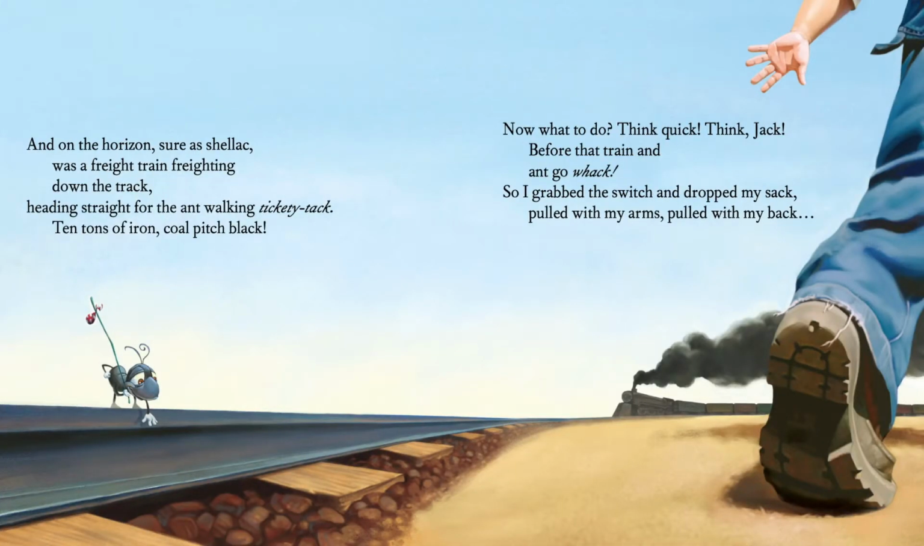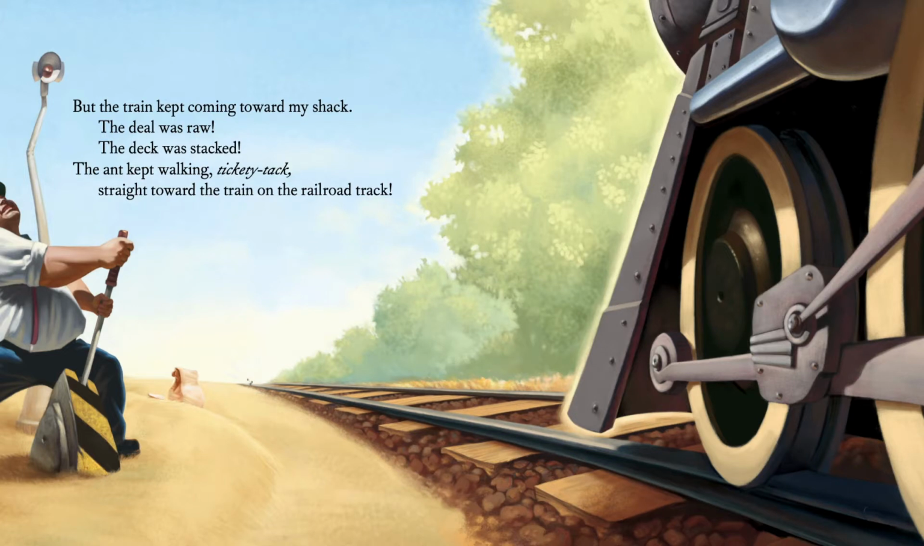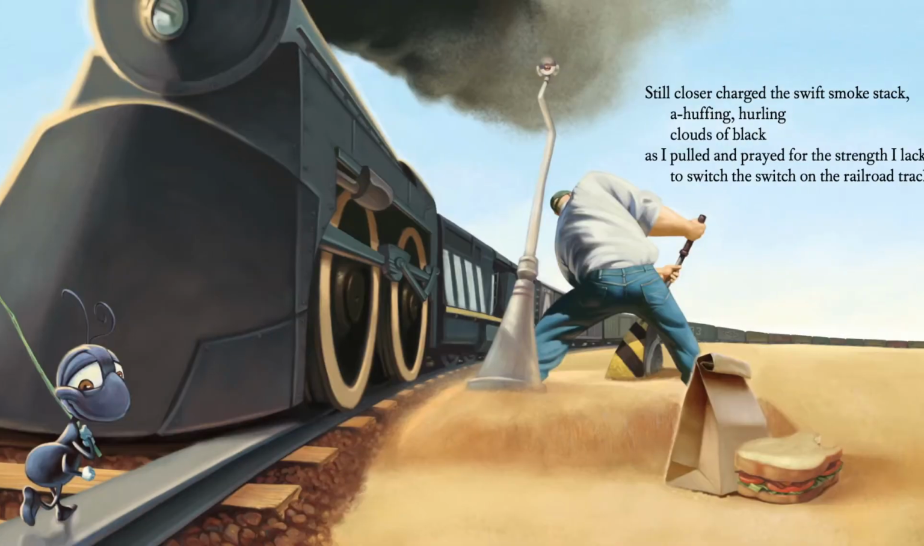And on the horizon, sure as shellac, was a freight train freighting down the track, heading straight for the ant walking tickety-tack, 10 tons of iron, coal pitch black. Now, what to do? Think quick, think, Jack, before the train and the ant go whack. So I grabbed that switch and I dropped my sack, and I pulled with my arms and I pulled with my back. But the train kept coming towards my shack. The deal was raw. The deck was stacked. The ant kept walking tickety-tack, straight towards the train on the railroad track.